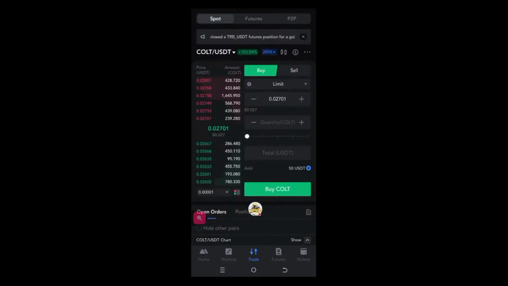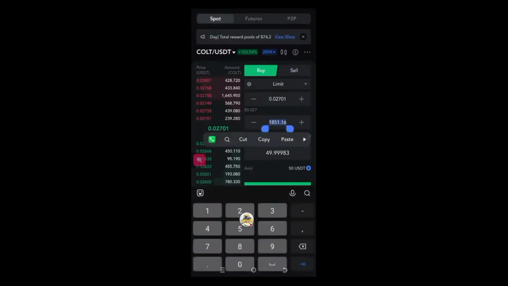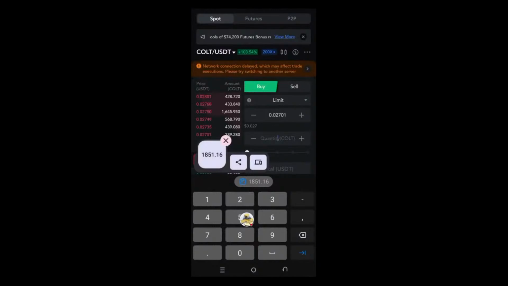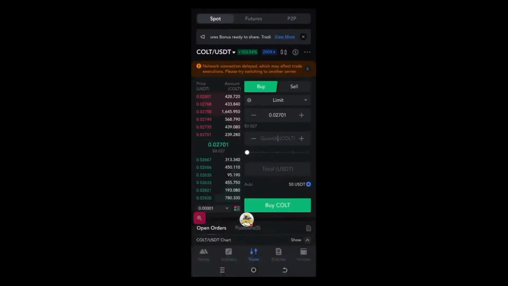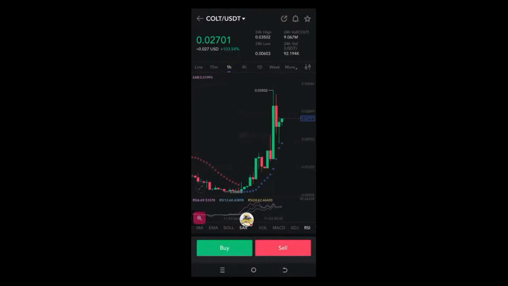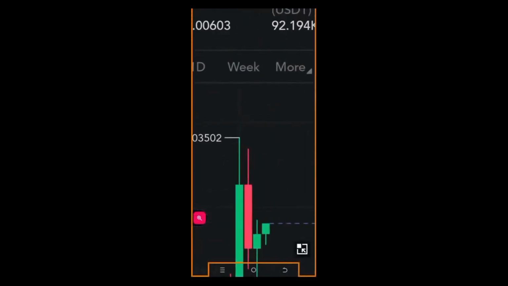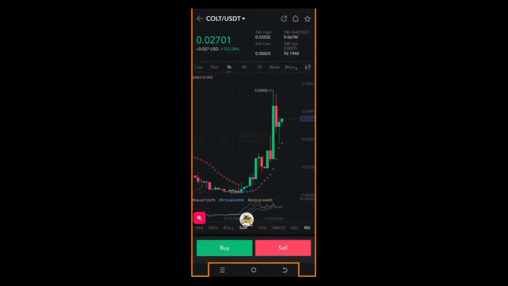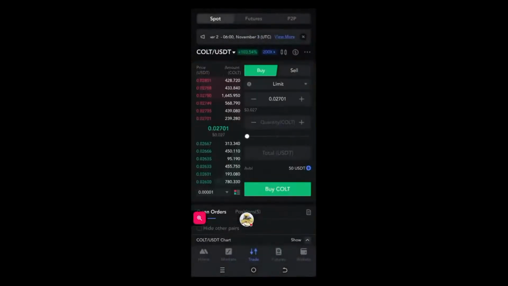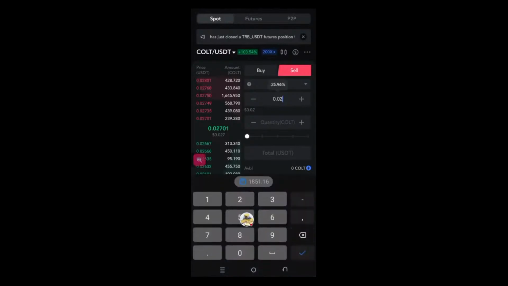Let's check it out. Okay, so we've got $50, and all we want to do is check it out and see how much we can get. Let's copy that. Let's see where it got to in the past 24 hours. It went to 3502. Will it get there? I don't know. 3502 seems like a far way away. And then put in all you have copied.